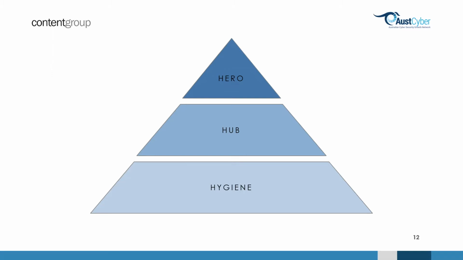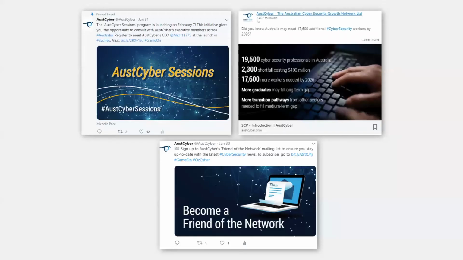To kind of put this into reality, I suppose, I've drawn a few examples from our good friends over at AustCyber. So top left of your screen now, you can see a piece of hero content. This is a big launch of a new initiative, AustCyber Sessions. There's been a graphic design especially for it. It's an important piece of content. Do have a look at AustCyber Sessions if you haven't. And that's a real hero piece of content for them.